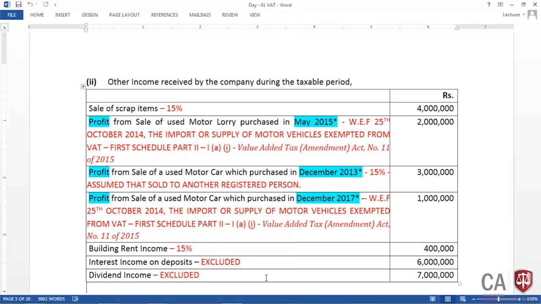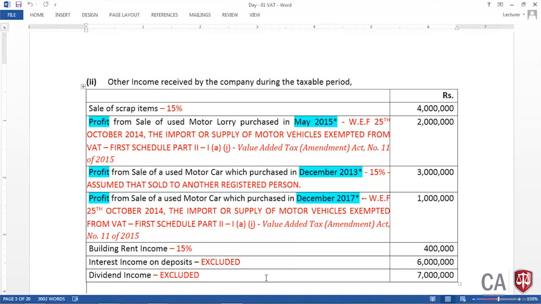the buying and selling of motor vehicles are exempted from the VAT. Now see, it's effective from 25th October 2014. That means this motor lorry was purchased after that, then it is within the exemption period, not liable for VAT. Then second part, December 2013, it is before the exemption period, it is liable for VAT. December 2017, it is after the exemption period, it is exempted. If you know this small exemption, see how many marks you can gain, okay?